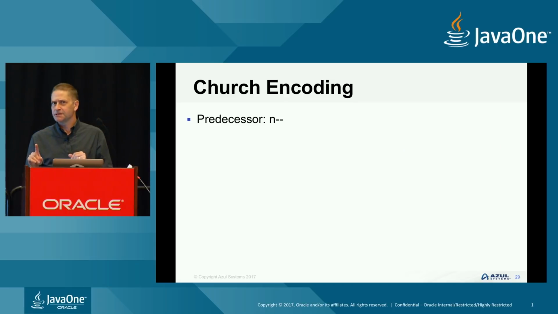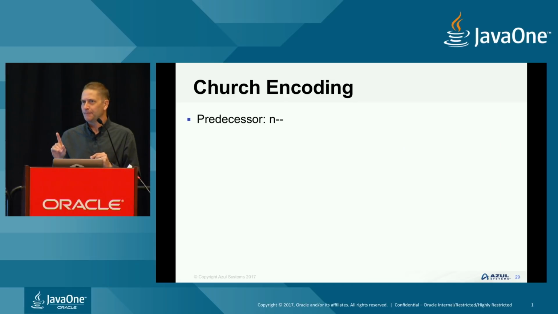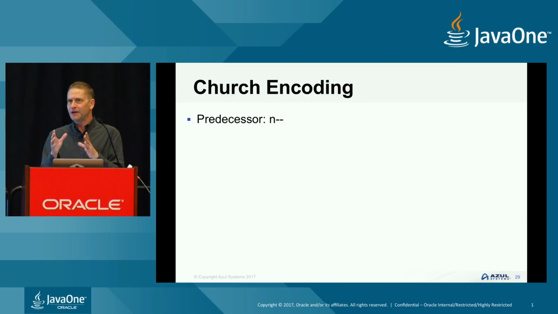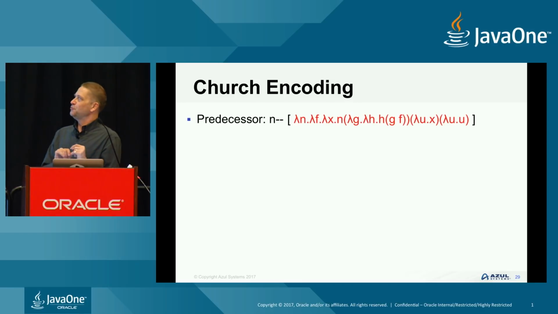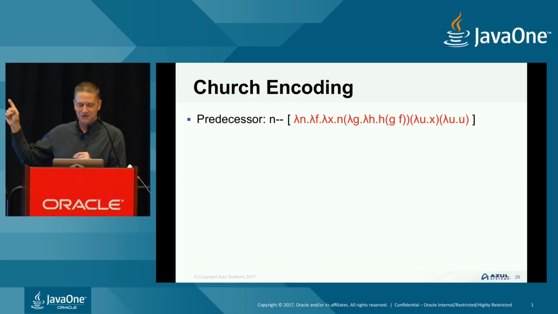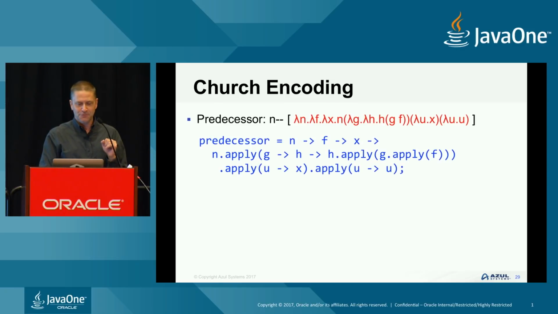The predecessor is a little bit more tricky, because what we're doing is actually removing one call to the function. So that makes life a little bit harder. I'm not going to explain this, I'm just going to show you what it is. So that's the lambda notation for it, because then we start getting all sorts of extra letters involved. So there's G, H, and U, and X. And the equivalent Java code becomes this.